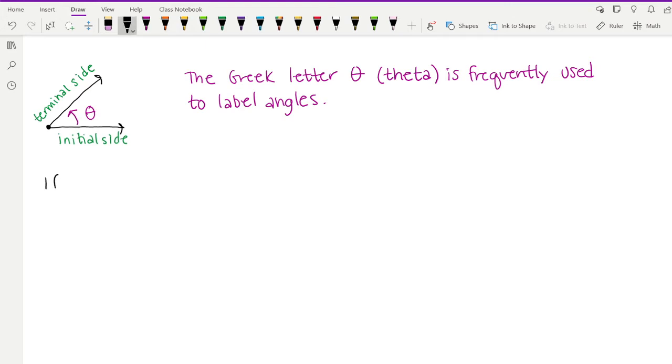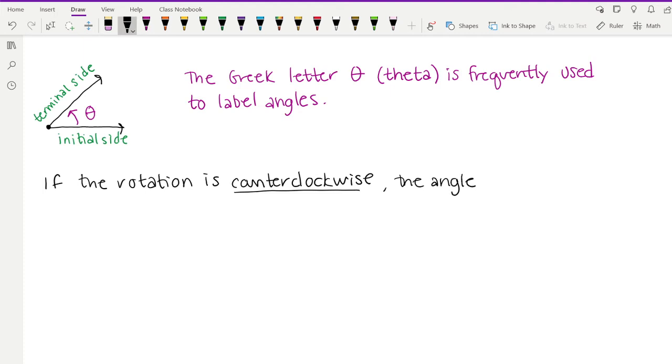So if the rotation is counterclockwise, that means that the angle is positive. I'll draw an example of this below in a moment. So counterclockwise is a positive angle. If instead the rotation is clockwise, the opposite direction of the arrow that I drew above, then that would correspond to a negative angle measure.